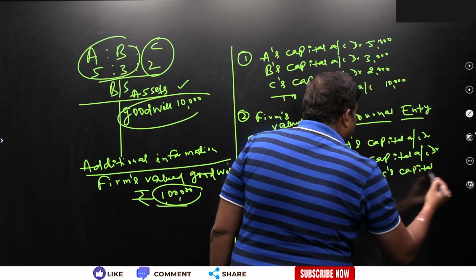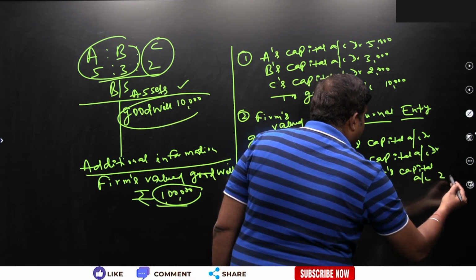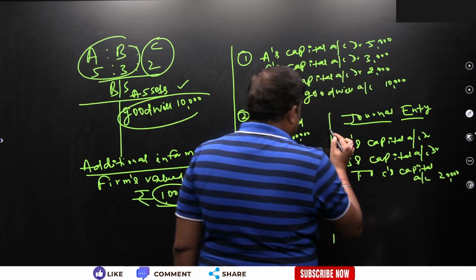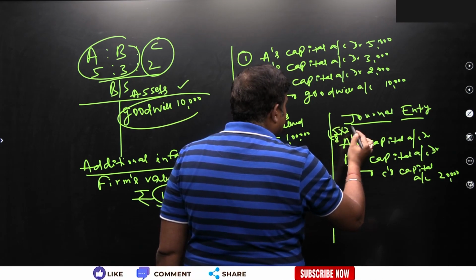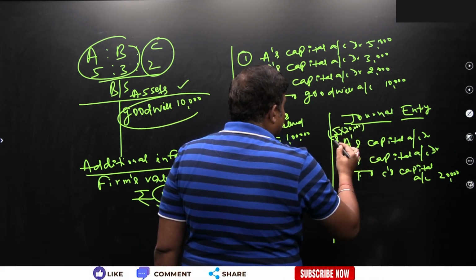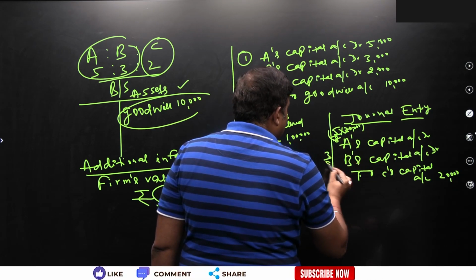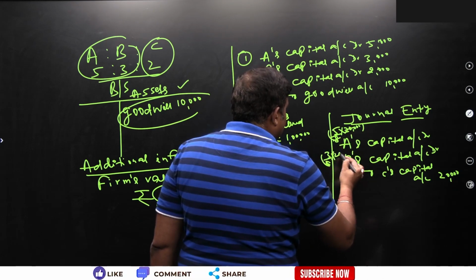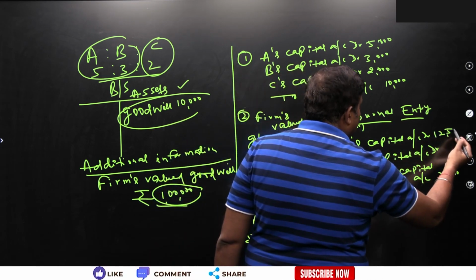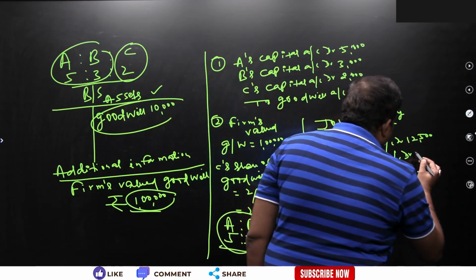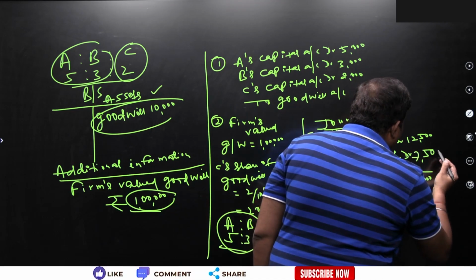C should be credited with the calculated amount, that is 20,000, and A and B should be debited in the gaining ratio, that is 5/8 of 20,000 and 3/8 of 20,000. So if you simplify, 12,500 A should be debited, and B's capital account should be debited by 7,500.